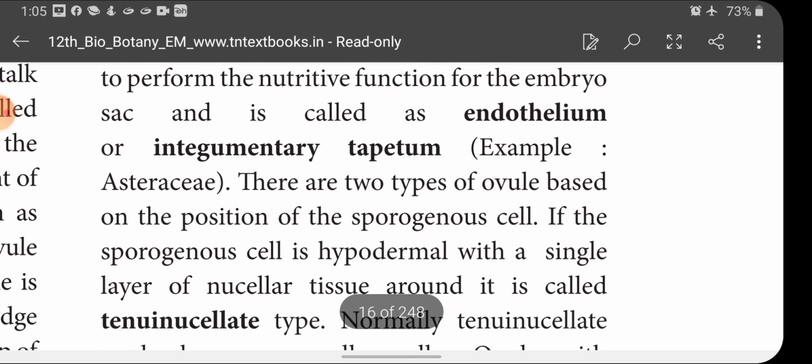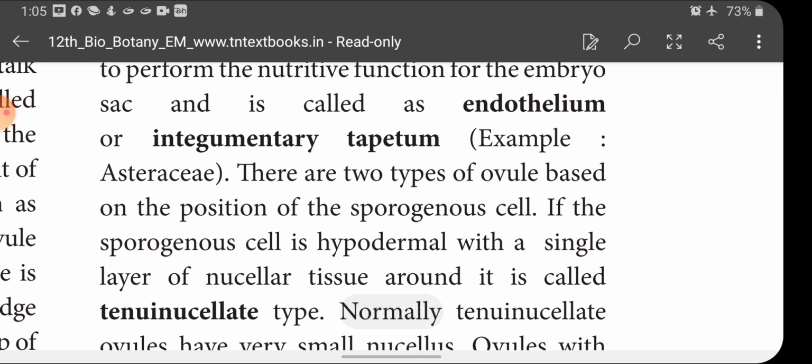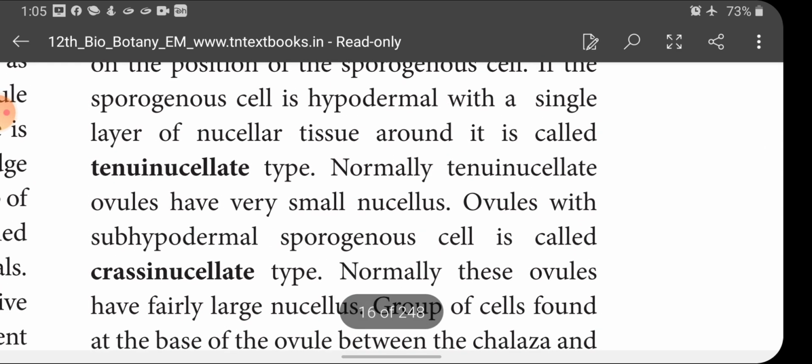There are two types of ovule. We can classify the ovules based on the position of sporogenous cells. Based on the position of sporogenous cells, ovules are of two types: one is tenuinucellate, another one is crassinucellate.